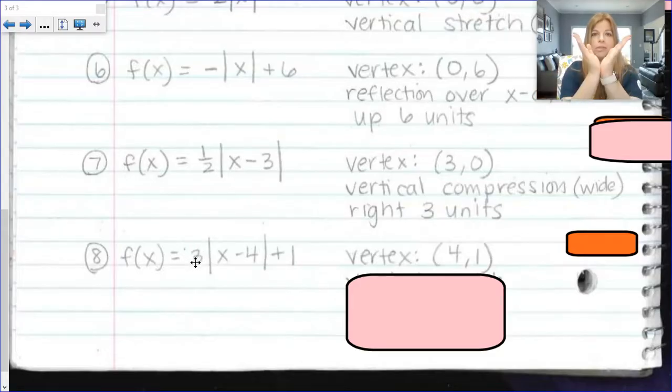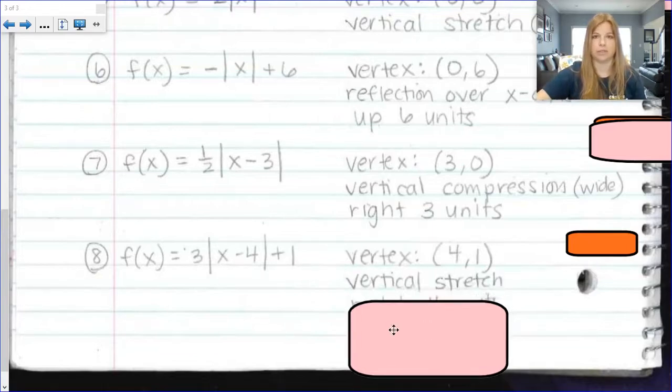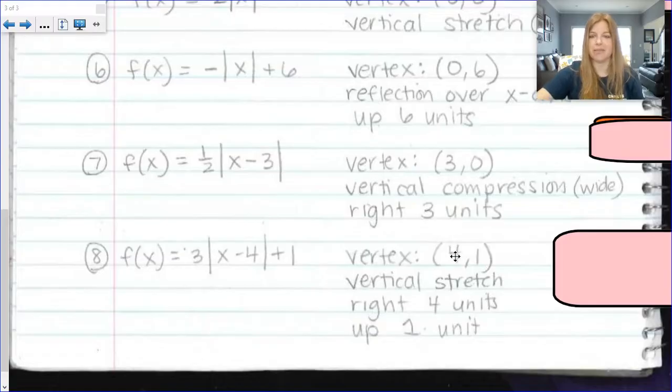Last one, x minus 4, so my h is 4, and k is 1. A value of 3 is going to make it skinnier, vertical stretch, and then it's going to go 4 units to the right. That's what this 4 means, and then 1 unit up.